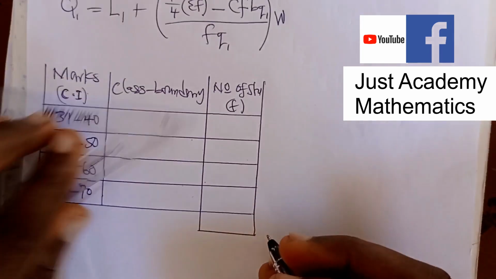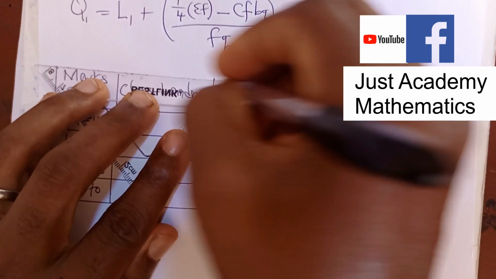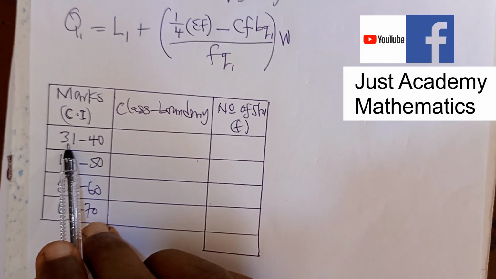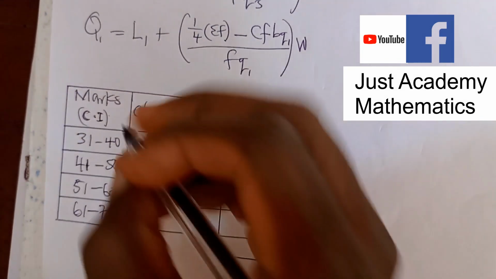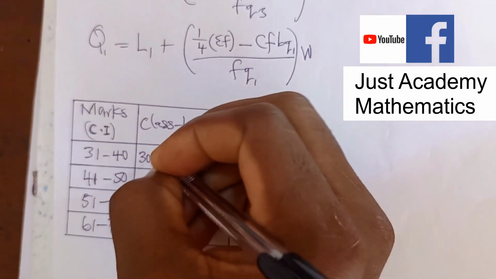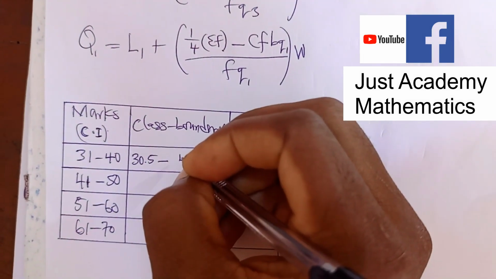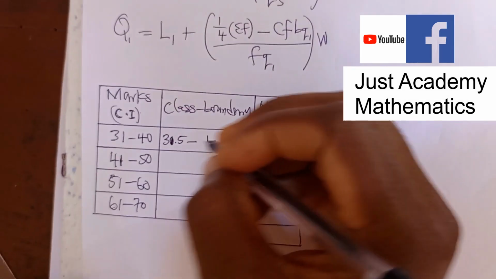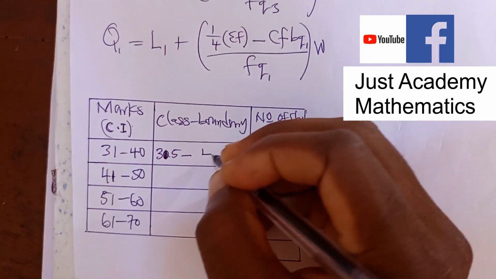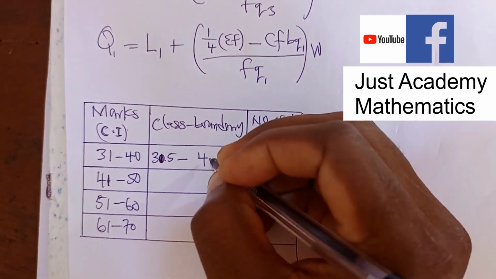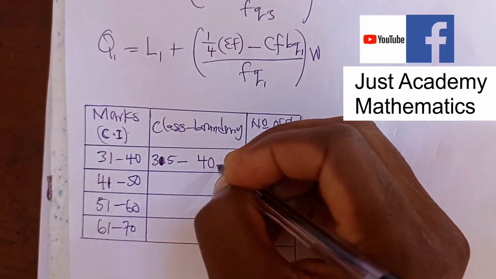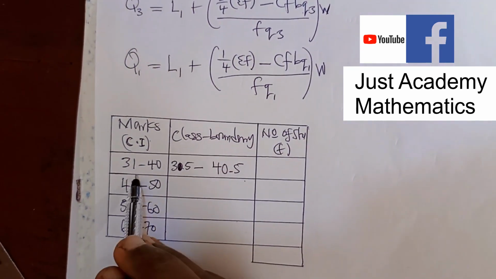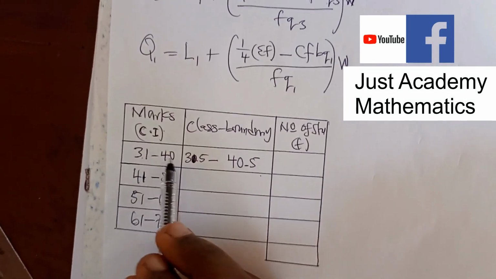So what do we do for class boundary? What is class boundary? Simple. This is 30. From here now we have 30.5 to 40.5. We are forming a boundary. Remove 0.5 from here, add 0.5 to here.